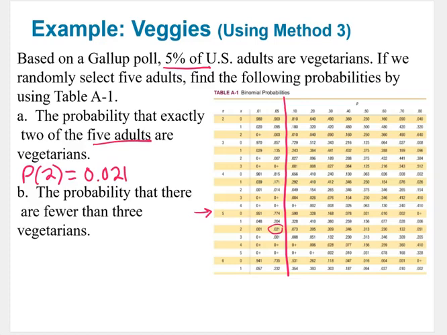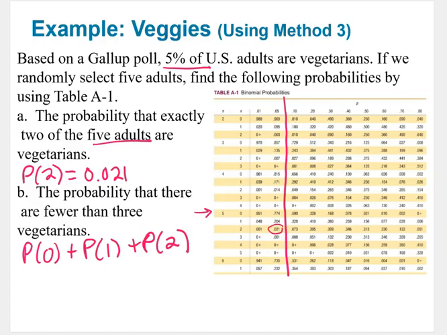Okay, then it says the probability that there are fewer than 3 vegetarians. Now, if there are fewer than 3, that means it's the probability of 0, probability of 1, and probability of 2, right? Because that's fewer than 3. So 0, 1, and 2.